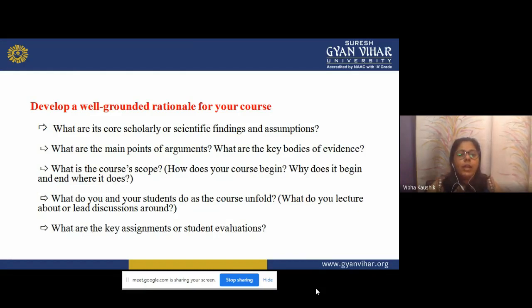Now, develop a well-grounded rationale for your course. How will you decide what the rationale for your courses is? What are its core scholarly or scientific findings and assumptions? You have to find out what the scientific findings are, because of which I am including these topics or this content in my syllabus. What are the main points of argument? What are the key bodies of evidence? What is the course scope? What will the student get after completion of that particular syllabus?